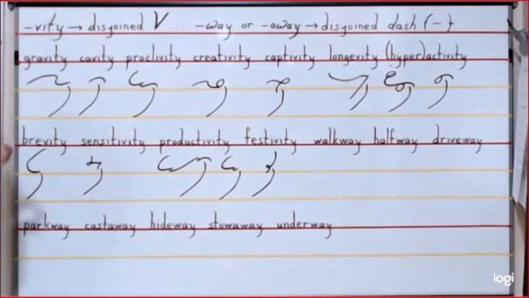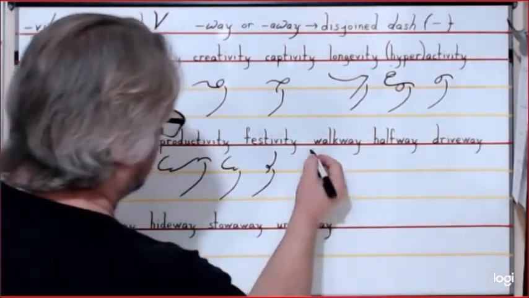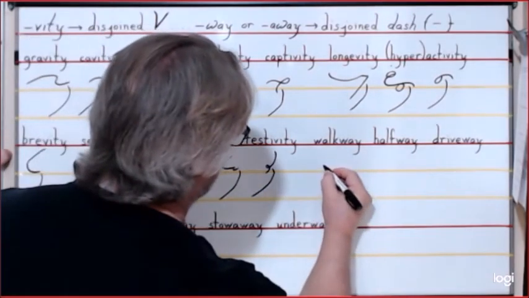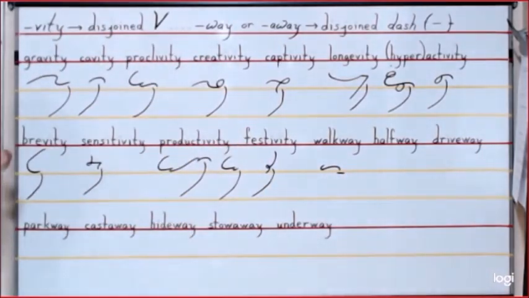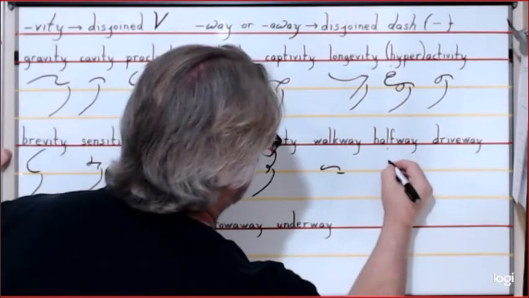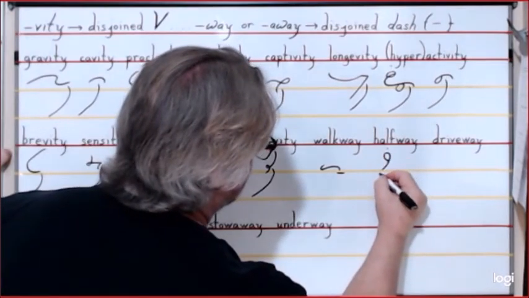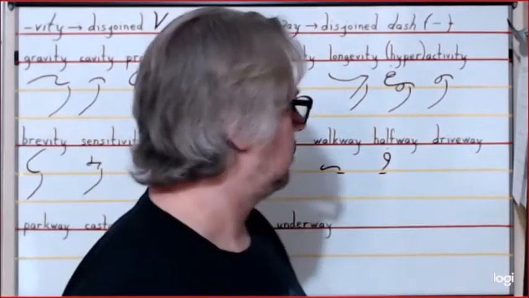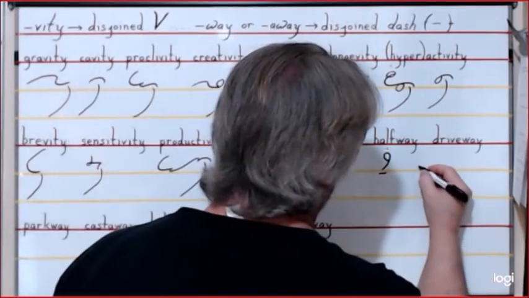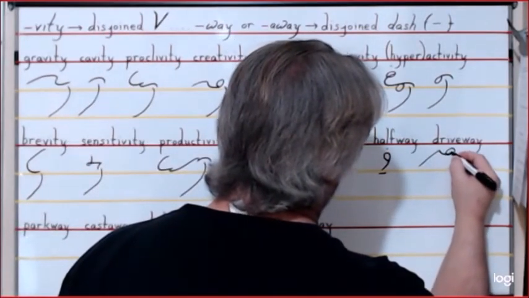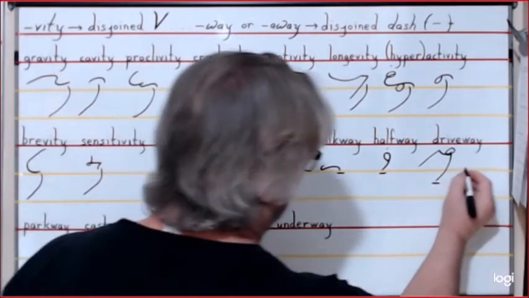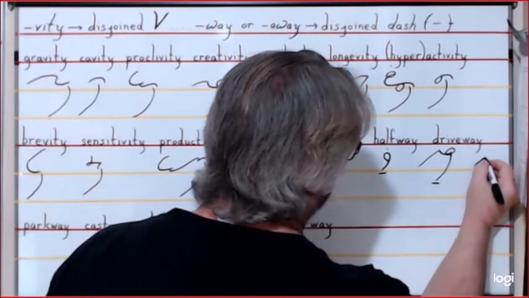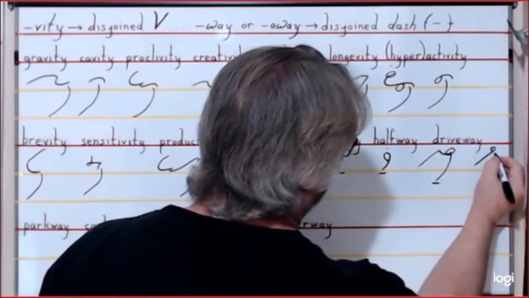Segueing into the way and away suffixes, walkway, we'll skip the W or the U for it, and write an O, K, and then a dash right underneath the K. Halfway, dot for the H, A, F, and then a dash underneath it. Driveway is D, R, long I, V, a disjoined dash. The advanced form is D, reverse circle E, then a dash next to it.